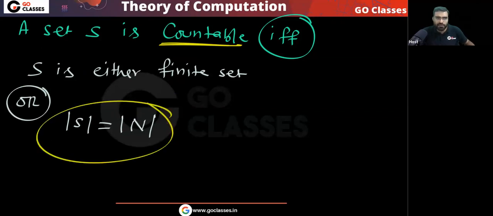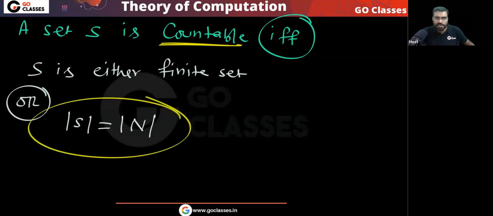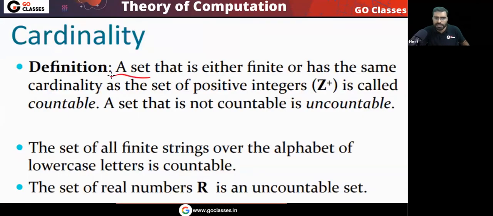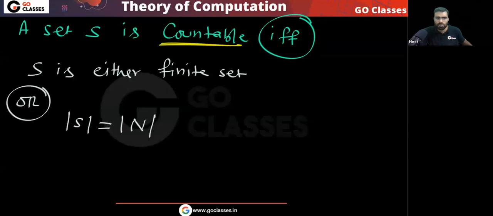A set S is countable if it has the same cardinality as the set of positive integers. This is the definition. When can you say a set is countable? Either it is finite or it has the same cardinality as the set of positive integers. This type of set will be called countable, and if a set is not countable, then it will be called uncountable. So this is the definition of a countable set.